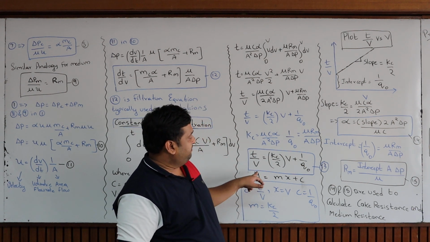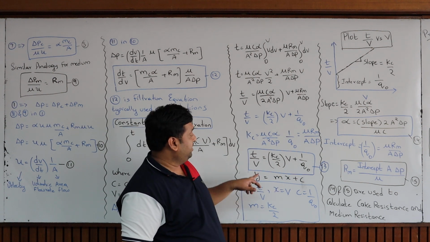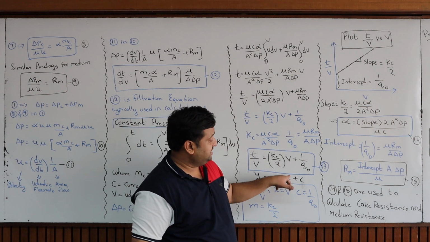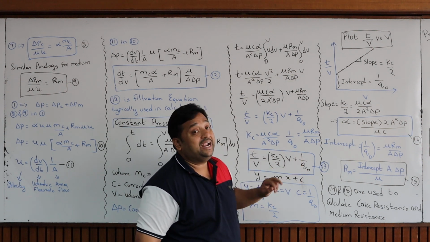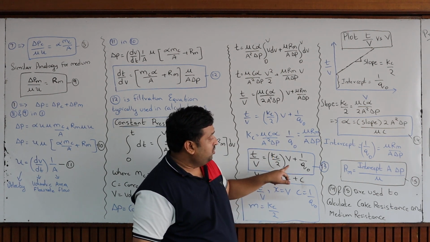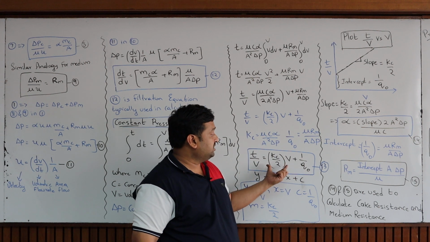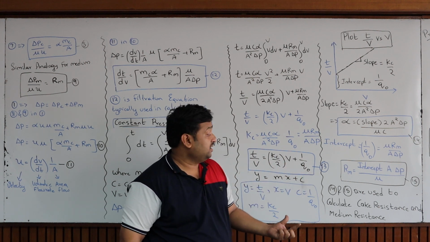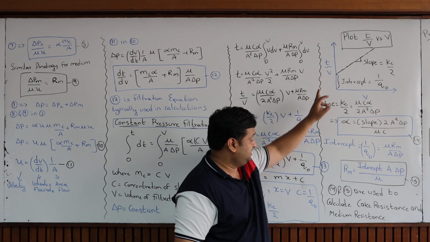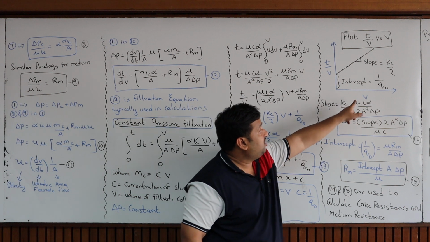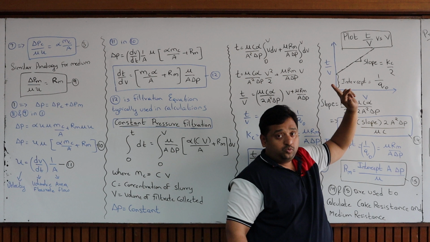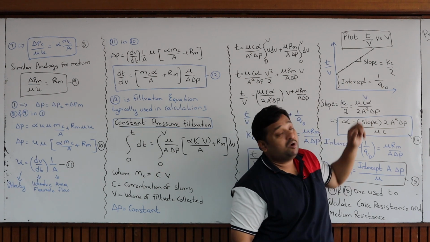If you see the y equal to mx plus c form, t by V is y, Kc by 2 is the slope of this equation, V is x, and 1 by Q0 is the intercept. That means I can get the values of Kc by 2 and 1 by Q0 if I know the slope and intercept of this equation. How can I get them? If I plot t by V on the y axis and V on the x axis, I get a curve. From the slope I get Kc by 2, and from the intercept I get 1 by Q0.